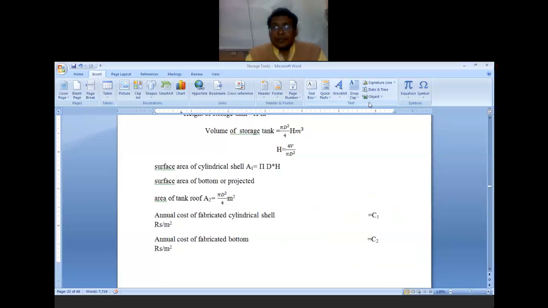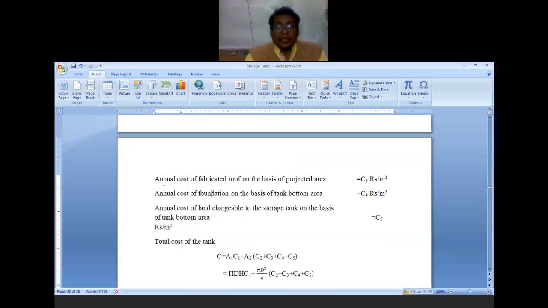Now the annual cost of the fabricated cylindrical shell, the cost of fabrication of this shell, is C1. Then the fabrication of the bottom is C2. Also remember the area: for the cylindrical shell, the area is A1, which is pi D into H. For the fabricated bottom, it is nothing but the cross sectional area A2.